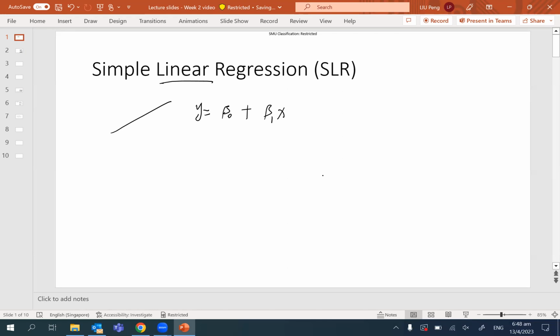So y is a line, a straight line, and we can denote it in this form. This is called the point slope form, so we have a point and we have a slope.